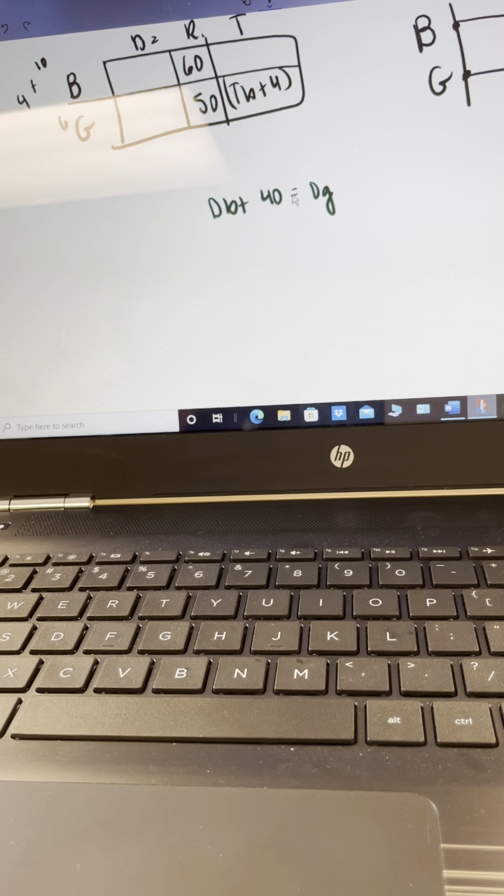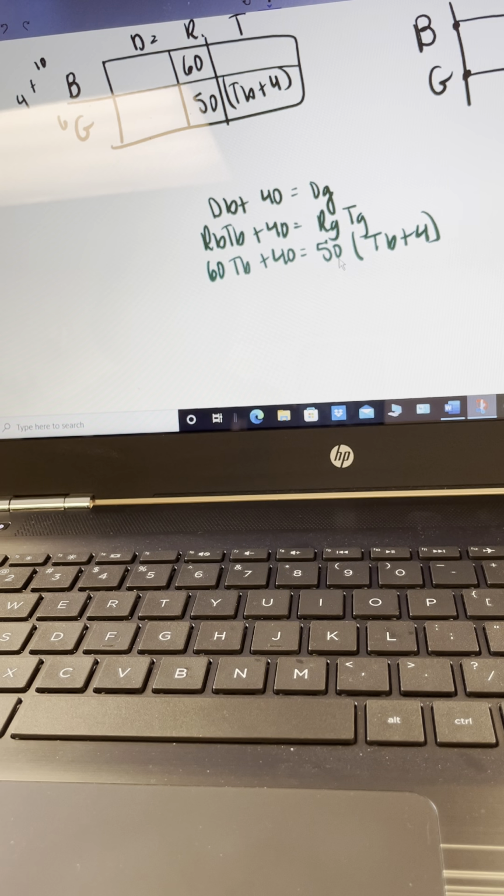Do rate times time for Bonnie and Gus. Now, do we know the rate of Bonnie? 60. Do we know the time of Bonnie? No. Do we know the rate of Gus? Yes, 50. Do we know the time of Gus? Well, yes, it's TB plus 4. Now we've got the same variable. They're both TB, so we're good to go.